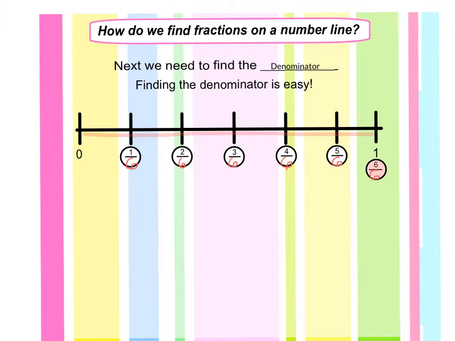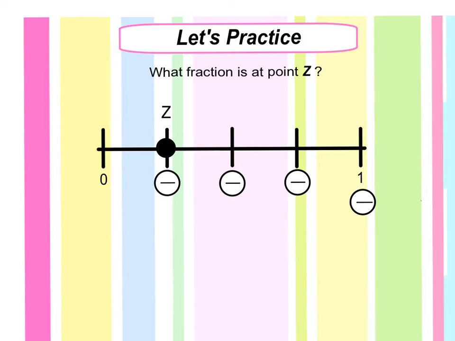Now that we've found both the numerator and the denominator, we've found fractions on a number line. So let's practice. In front of you, you can see a number line, and I've placed a point on the number line and I've labeled it Z. I would like you to tell me what fraction Z is at.